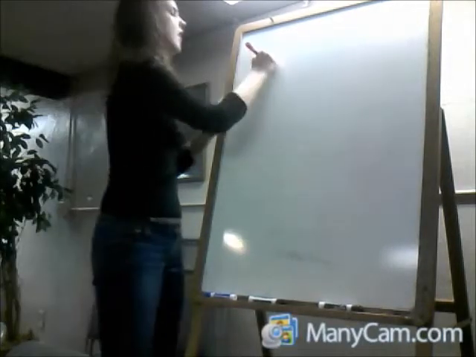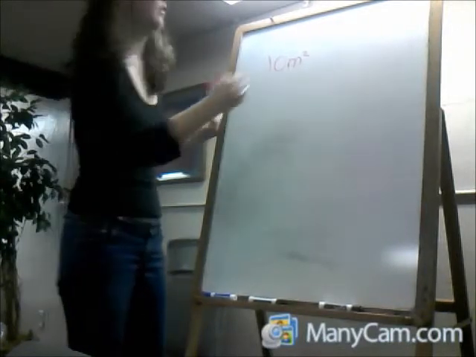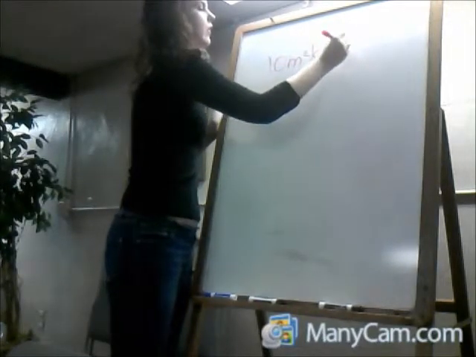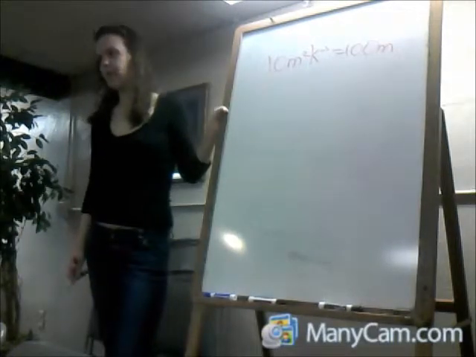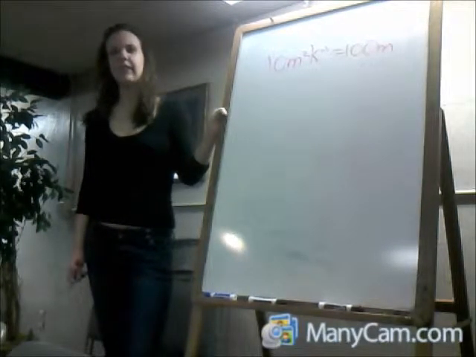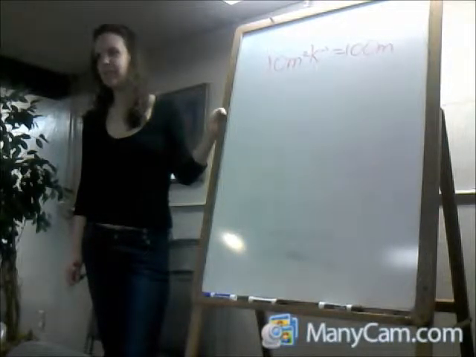All right, so we have 10m squared k to the negative 1 equals 100m. So usually people really struggle with the exponent questions. I really hate negative exponents.